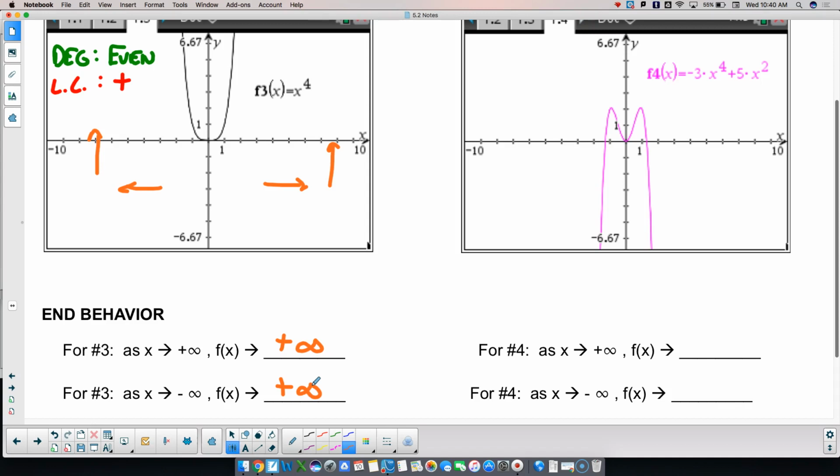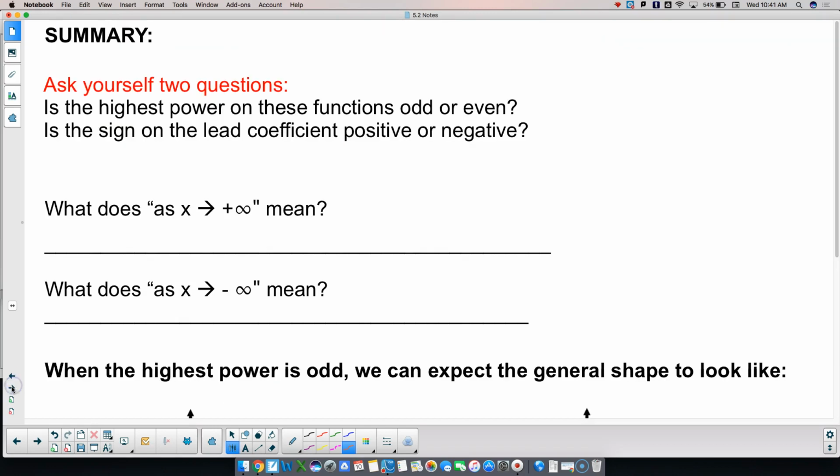On the second one, now I've got a negative lead coefficient. My degree is still even, so they're both going in the same direction on both sides, but now they're going down. So as x goes to positive infinity, my function goes to negative infinity. And as x goes to negative infinity, my function goes to negative infinity. Okay?